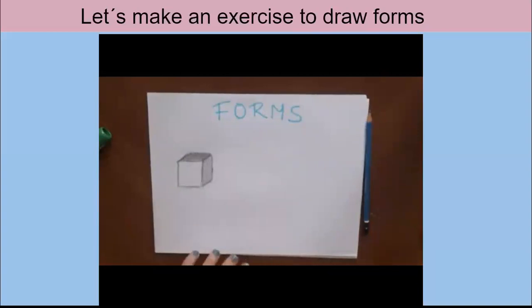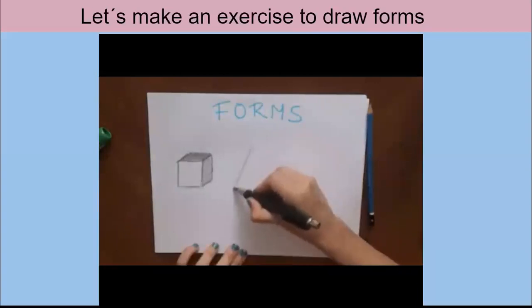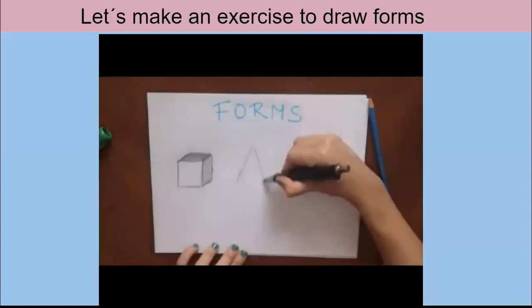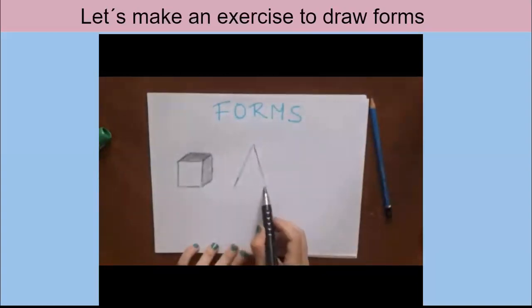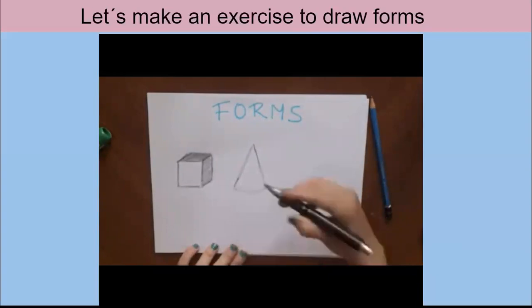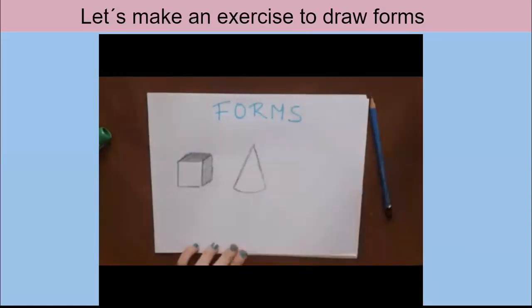Now we're going to do a cone. A cone is like a triangle, but it's different. Normally a triangle will be straight at the bottom, but a cone will be curved. We're going to do a curvy line. And now you're going to do the shade. Try to do the shade only on one side.